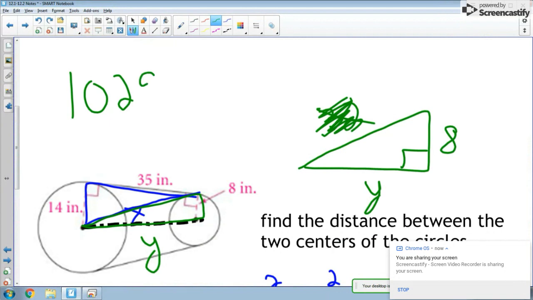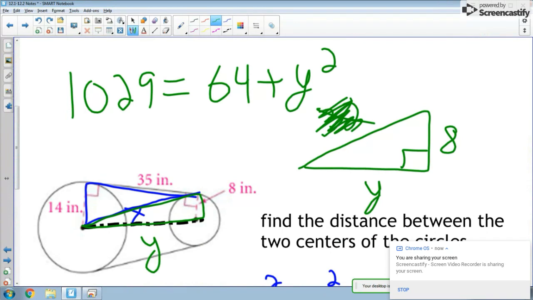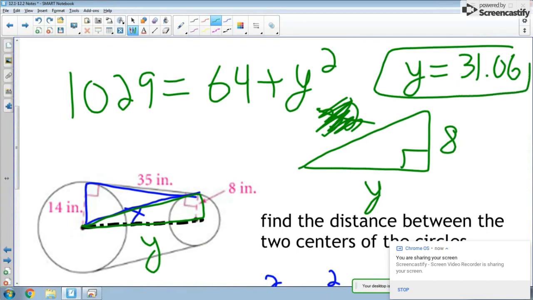So 1029 is equal to 64 plus y squared. So I'm going to take 1029, and I'm going to subtract the 64, which was the 8 squared, and I have 965. And if I square root 965, I get y equals 31.06. And so that should be the distance between the two centers of the circles, the y, or this distance right here. Okay, so hopefully that is helpful. Let's keep on cruising and see how we can do here.